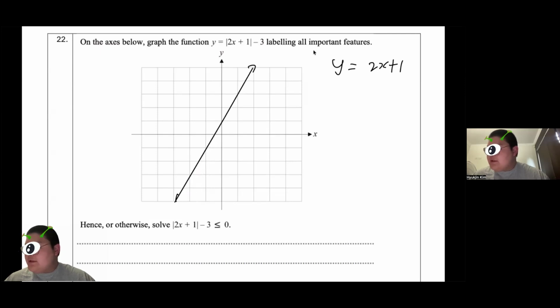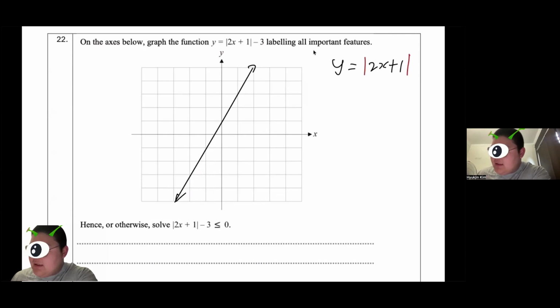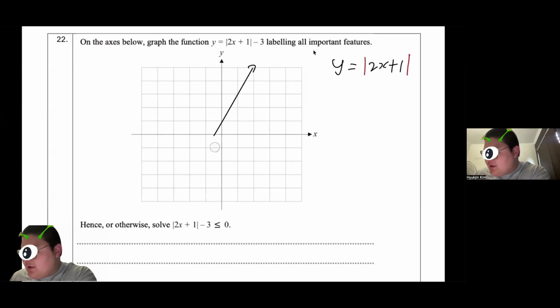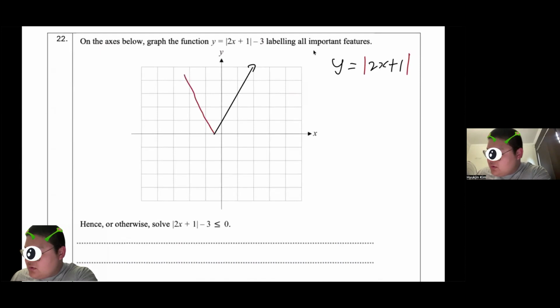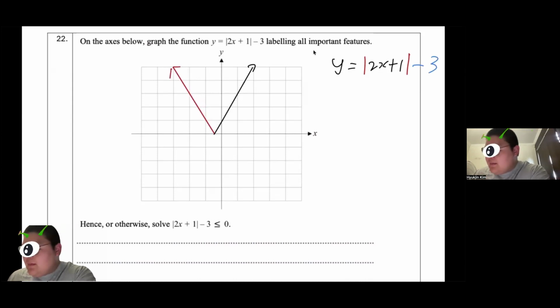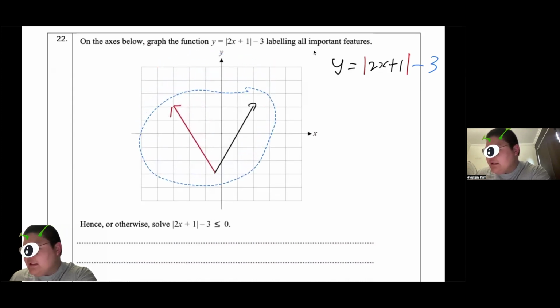Now, at this point, if I were to apply the absolute value, all that does to my graph is that whatever is negative will just be erased. Rather than erased, it will just be bounced off, like such. Wait a minute, that's a terrible drawing. Yeah, there you go. Something like that. And then I apply the -3 afterwards, so it becomes lower by 3 units.